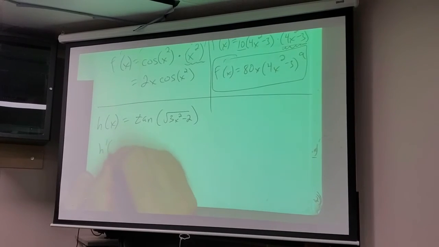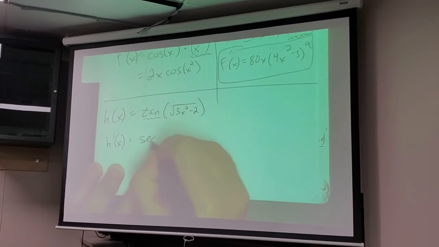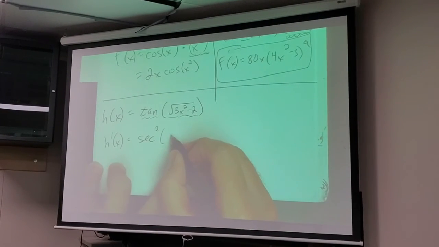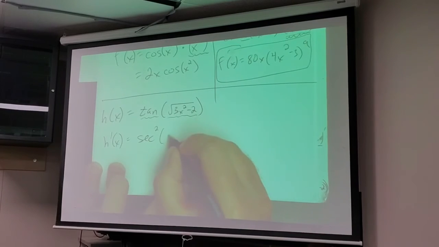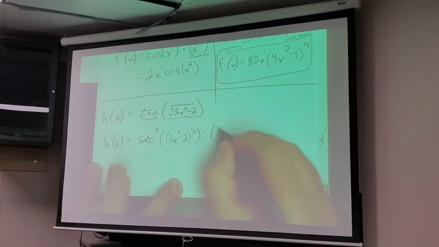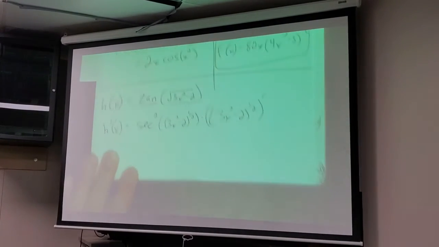So what is the derivative of, anybody remember? Yes, secant squared of stuff. Let me rewrite this. How can I rewrite this in a better form for what we have to do? 3x squared minus 2 to the power 1/2. Kick ass. Times the derivative of that inside function. Let me stop for a minute.